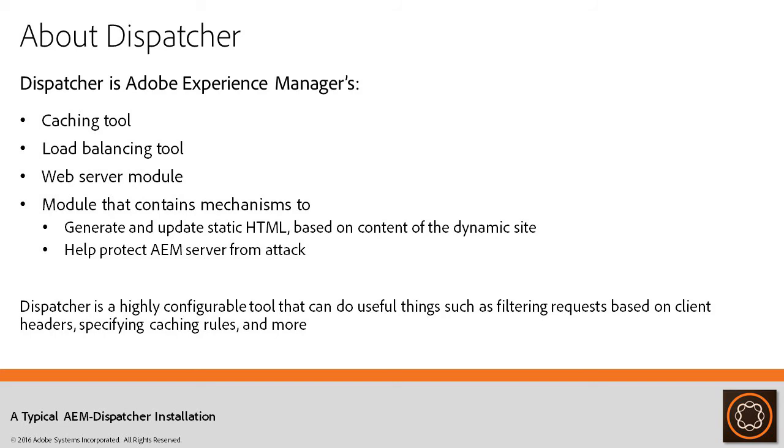Request caching is one of the most important dispatcher functions. Dispatcher caches static GET requests and requests with no authorization information. On subsequent requests, dispatcher will serve up the already cached version of the web page. This cached version is generated from the dynamic site and is updated as and when the original web page undergoes any change. Furthermore, with the help of request filtering, you can block access to certain areas of your AEM server, thereby increasing the overall security and stability of your AEM instance.